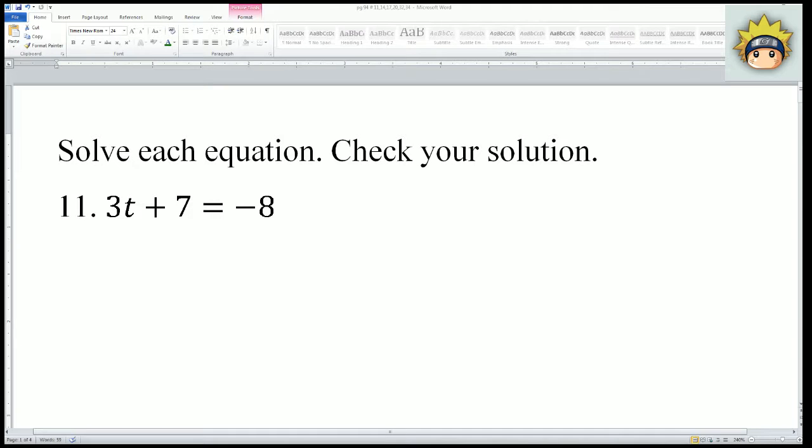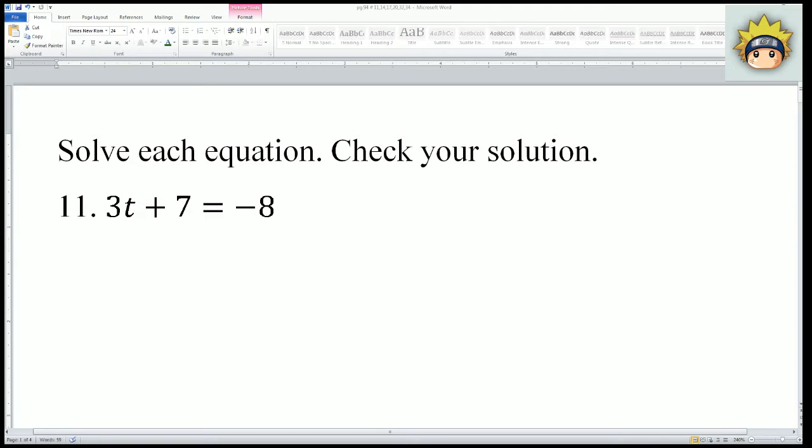This is the homework solution for page 94, problems 11, 14, 17, 20, 32, and 34. All these problems ask us to solve each equation and check your solution. For the sake of the homework, I will only be showing you how to solve the equation. You can check your solutions by yourself.